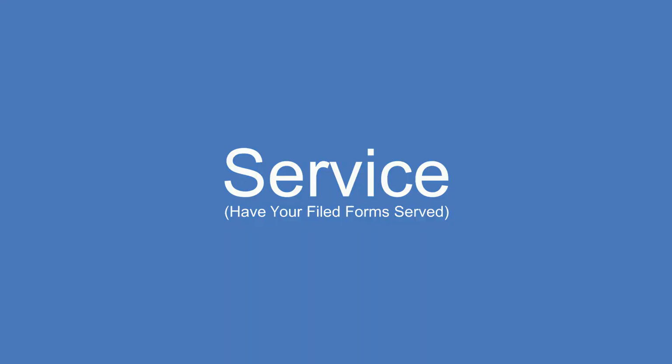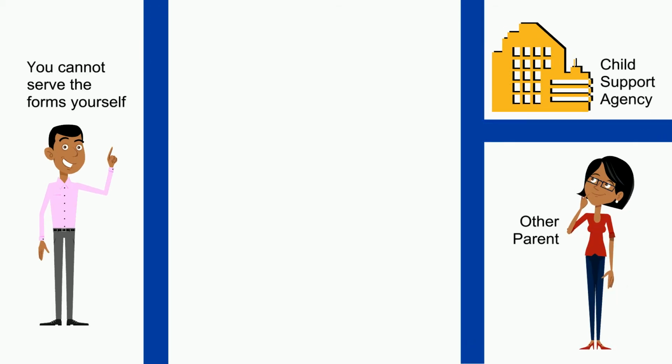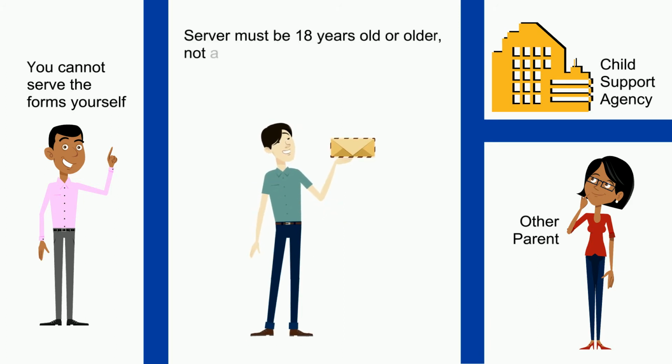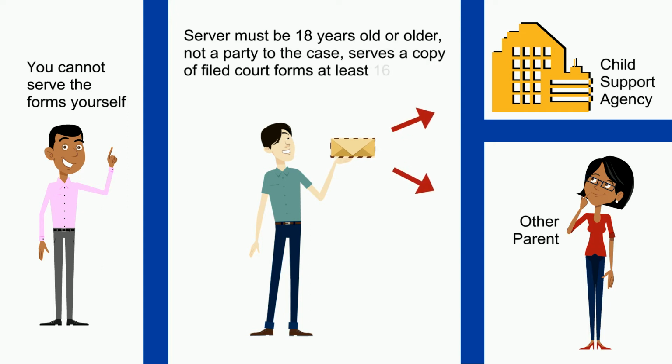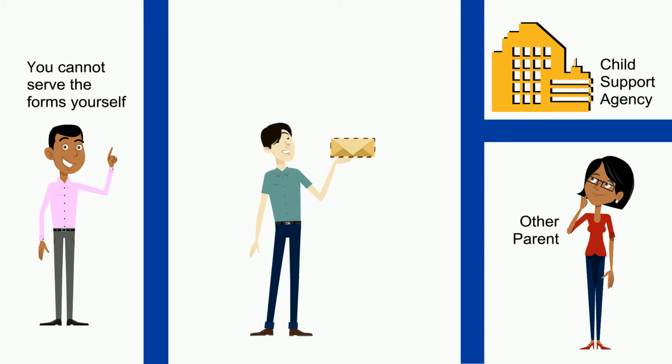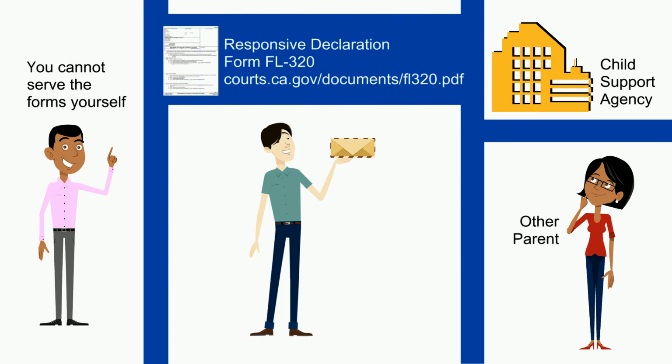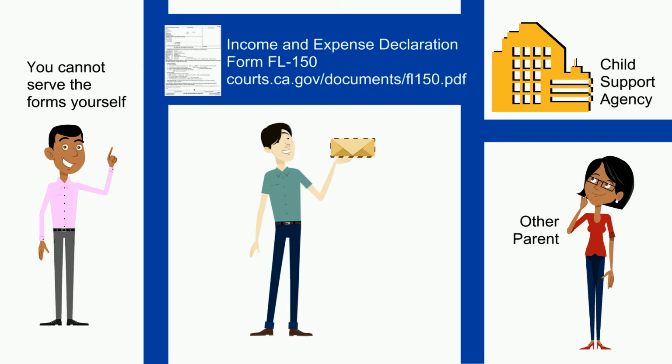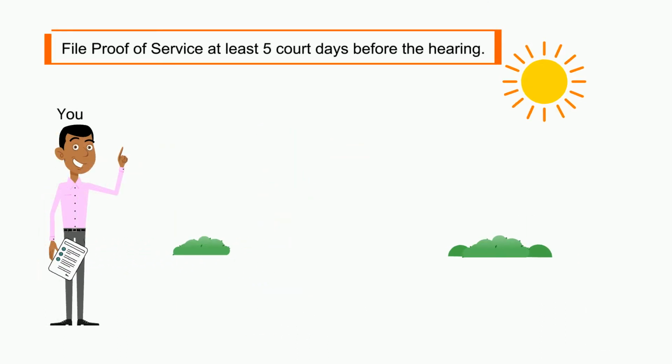Service. After you file your forms, you must have the other parent served and the local child support agency served if they're involved. Someone over 18 years old who is not a party to the case serves a copy of your filed court forms at least 16 court days before the hearing. Add 5 calendar days if service is by mail. The server also serves blank copies of the responsive declaration, Form FL-320, and Income and Expense Declaration, Form FL-150, and fills out the proof of service. You must then file the completed proof of service with the court.